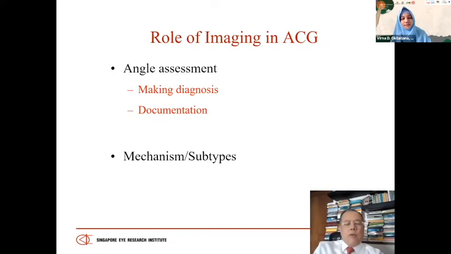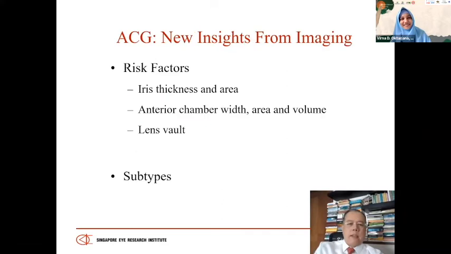But the main role of all these imaging devices is really to help you make the diagnosis and to document what you have found, so that when you treat the patient, you can show the patient what the patient has and how the patient responds to treatment.